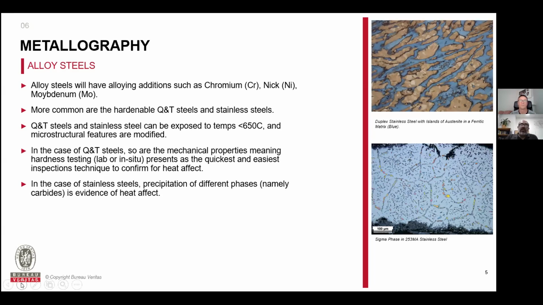Knowing the features one can expect, it's quite easy to use metallography, or to do hardness tests in situ with a portable hardness tester, or even evaluate the mechanical properties where samples are taken and the tensile strength, for instance, is measured in the laboratory. That again tells you that a modification has occurred, that it's been exposed to high temperature, and we can get a fair idea of what temperatures those steels have been exposed to.